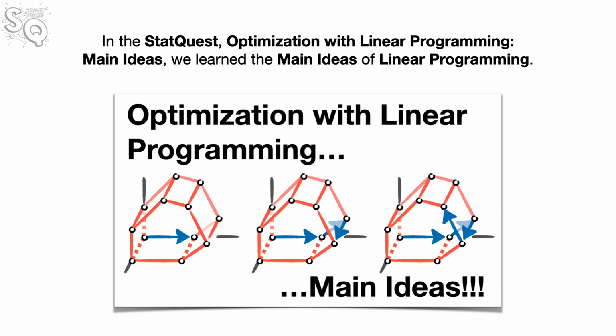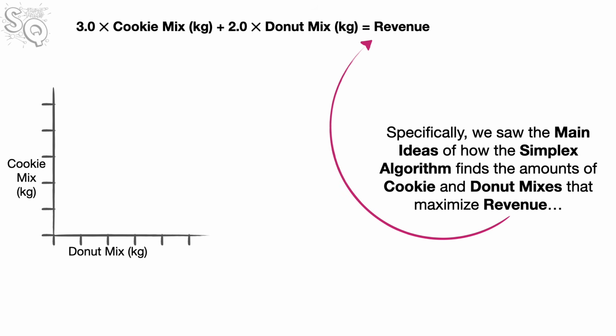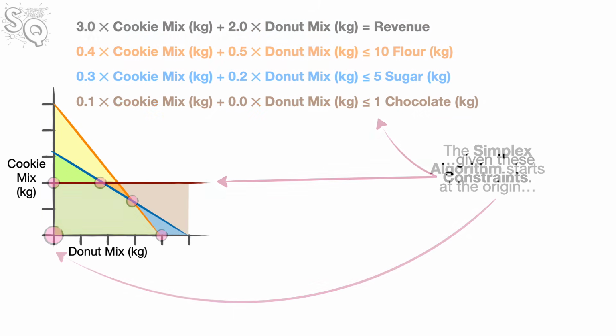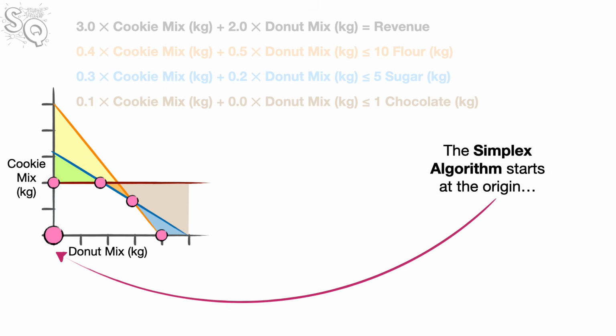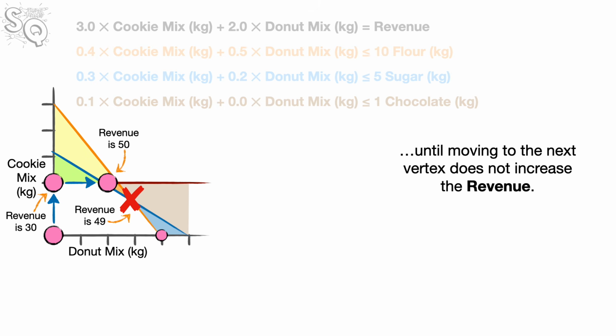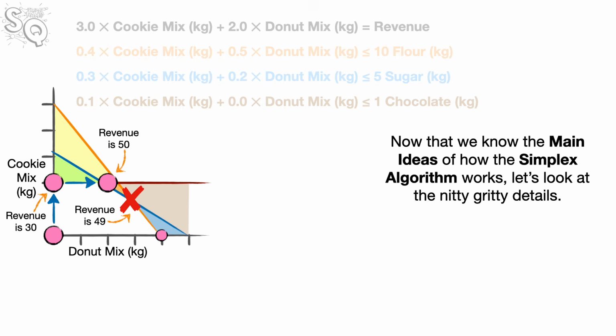In the StatQuest, Optimization with Linear Programming, Main Ideas, we learn the main ideas of linear programming. Specifically, we saw the main ideas of how the Simplex algorithm finds the amounts of cookie and donut mixes that maximize revenue, given these constraints. The Simplex algorithm starts at the origin, and then moves to neighboring vertices that increase revenue, until moving to the next vertex does not increase the revenue. Bam. Now that we know the main ideas of how the Simplex algorithm works, let's look at the nitty-gritty details.